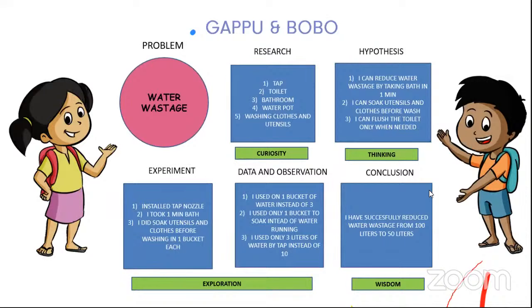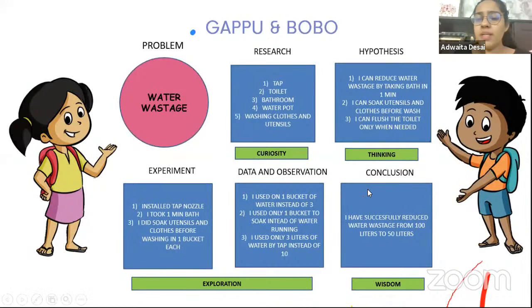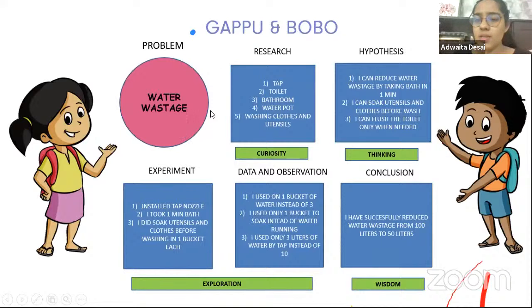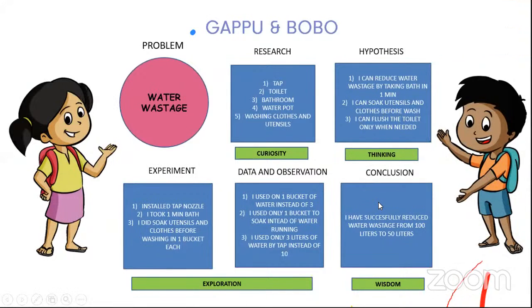मैम हमको उस स्पेस में क्या ड्रॉ करना है? गप्पू और बोबो के बीच वाले स्पेस में you have to draw one circle. Miss, what we want to draw between the space of Gapu and Bobo? You should be drawing one circle and 5 squares. Ma'am, here is range problem.